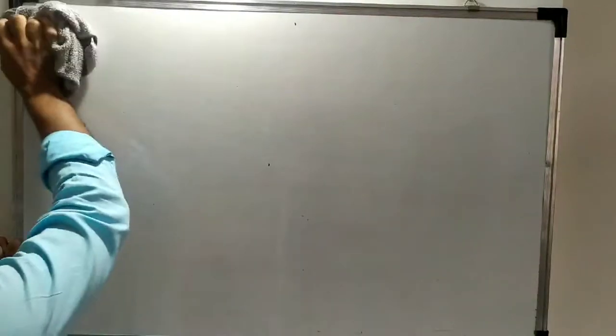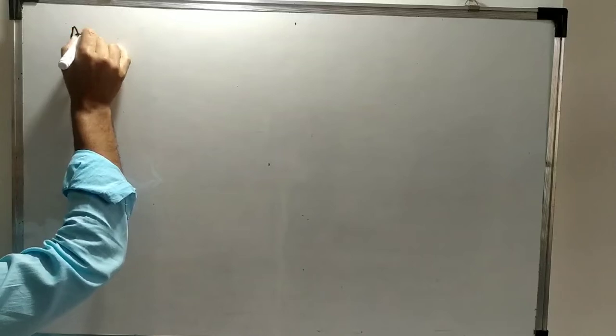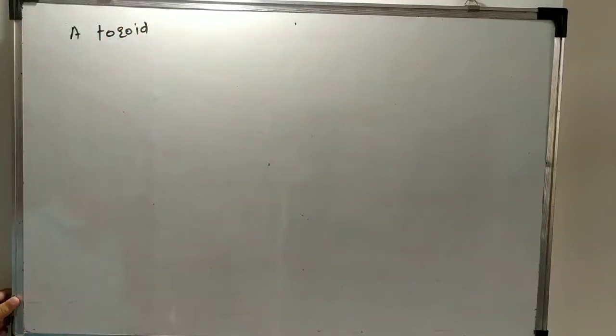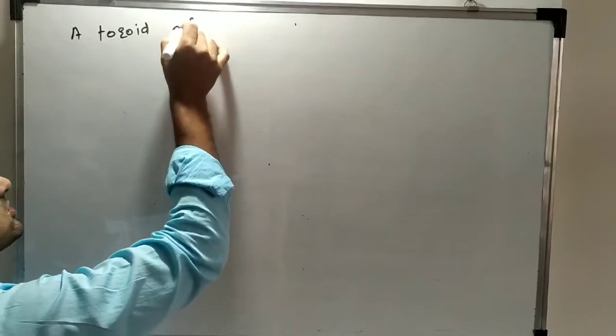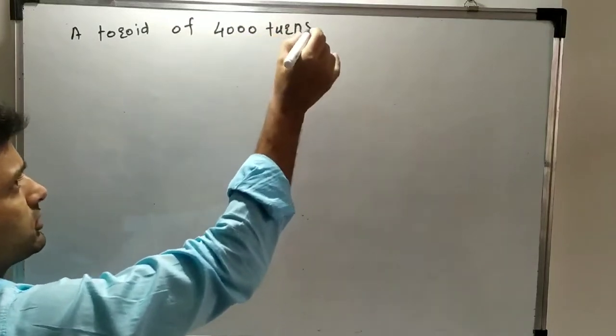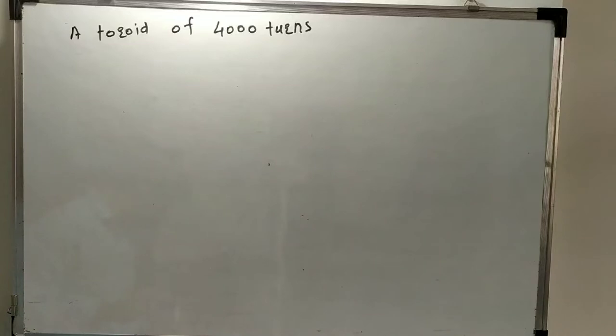So when you are watching this video, just press the pause button and write down the numericals in your notebook. So what is the next numerical? A toroid of 4,000 turns. So the object which is given, what is the shape of the object? It is a toroid of 4,000 turns. So the number of turns, that is N, is given.